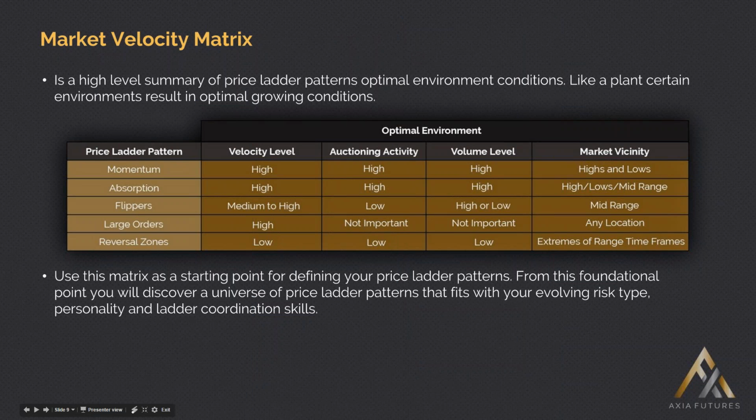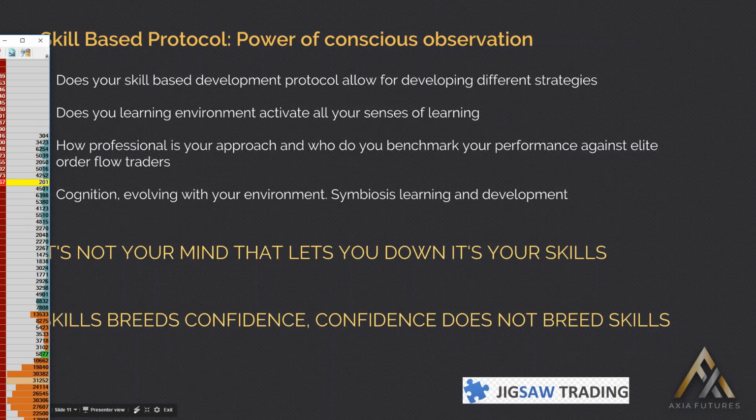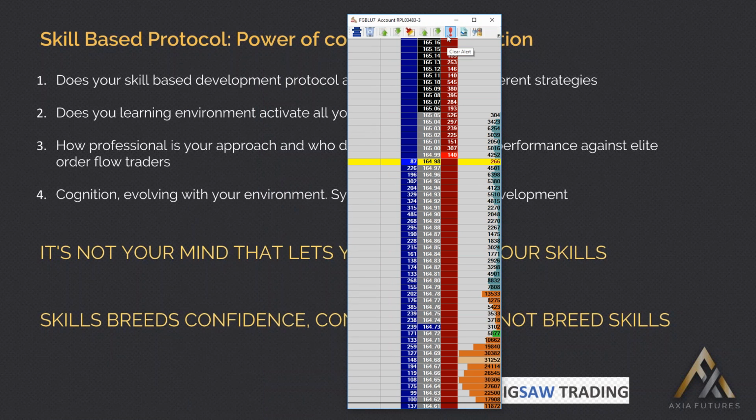Are different entry order types, market versus limit, appropriate for different patterns, i.e. are market orders most often used for momentum plays, where limit orders are for reversals?